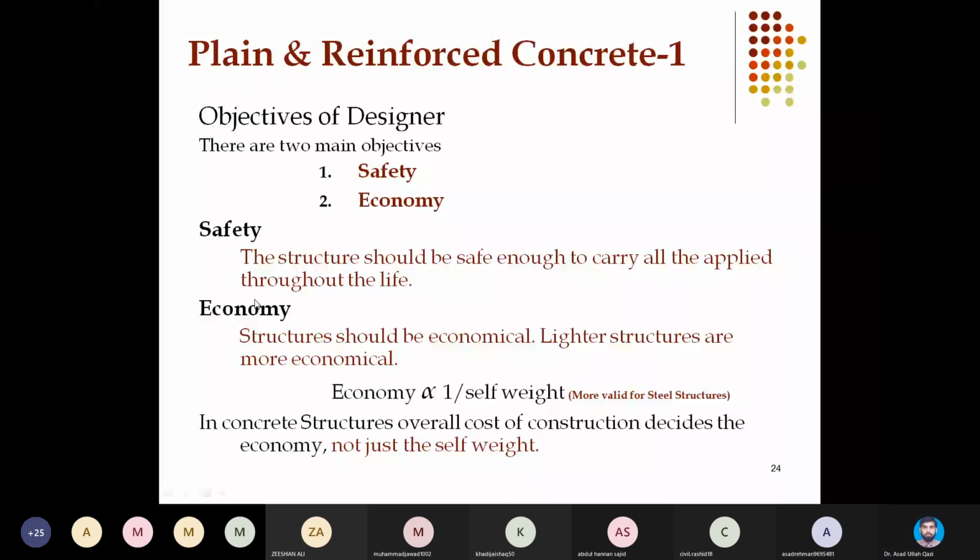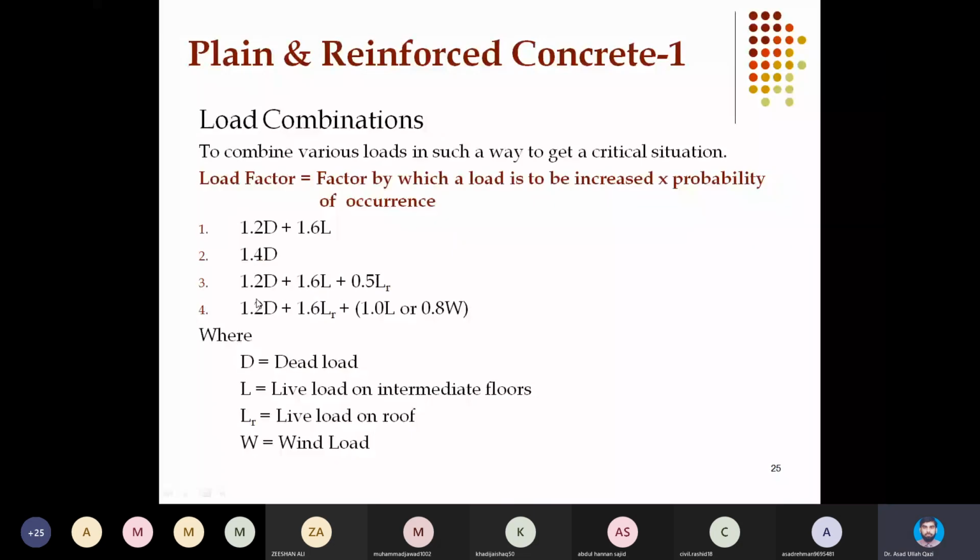So in ultimate strength design, in plain and reinforced concrete 1 and 2, we will be working on these four combinations. And more importantly, first two combinations we will apply to design the elements. Dead and live load cases we want to consider, and 1.2 dead and 1.6 live, the combination which will normally govern. But if self weights are bigger, then 1.4 dead may also govern.